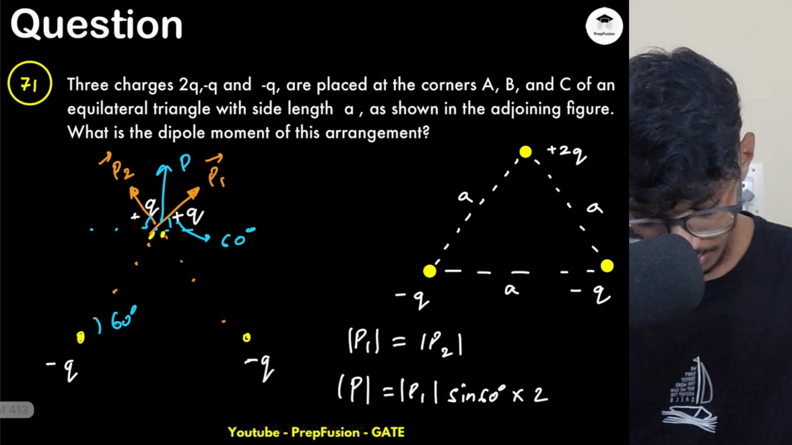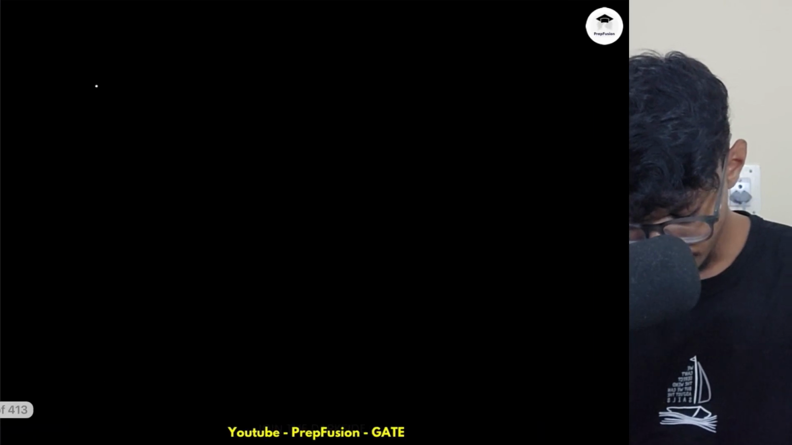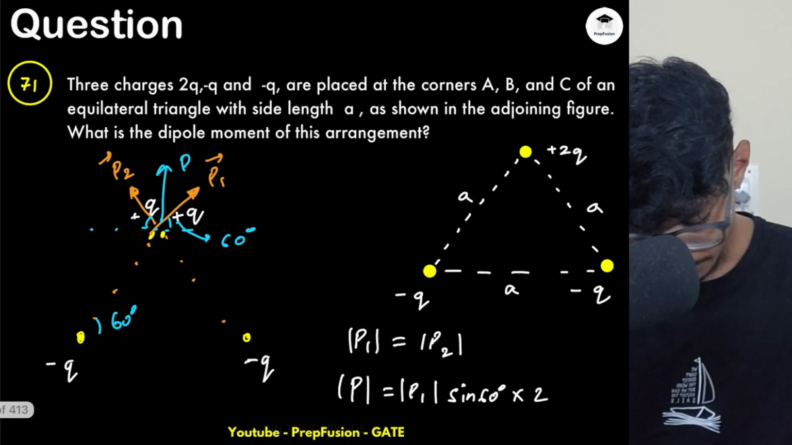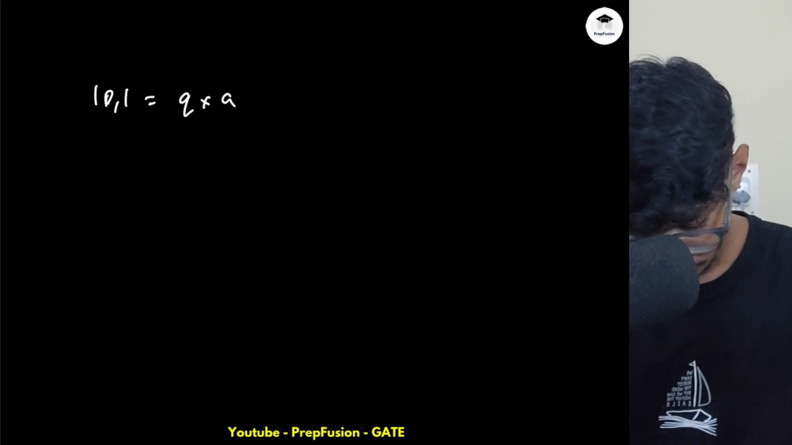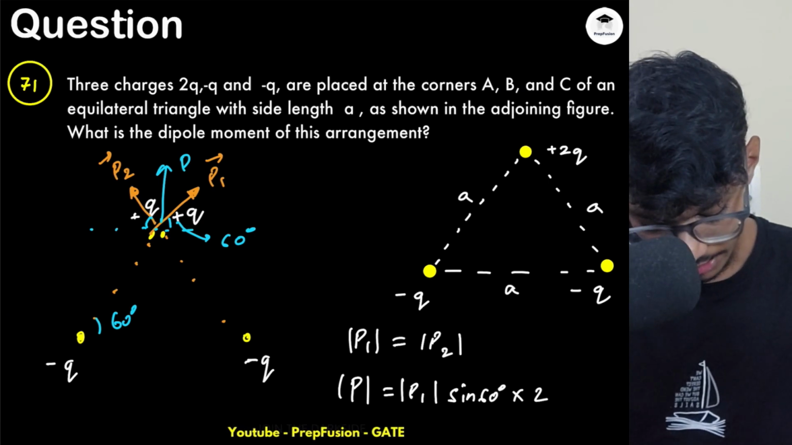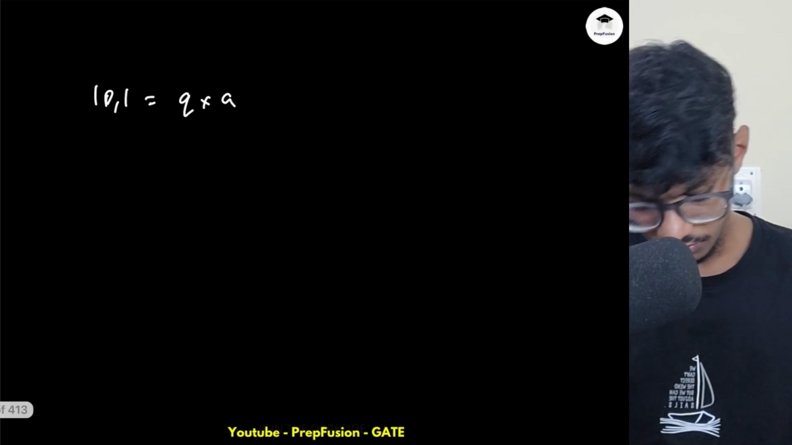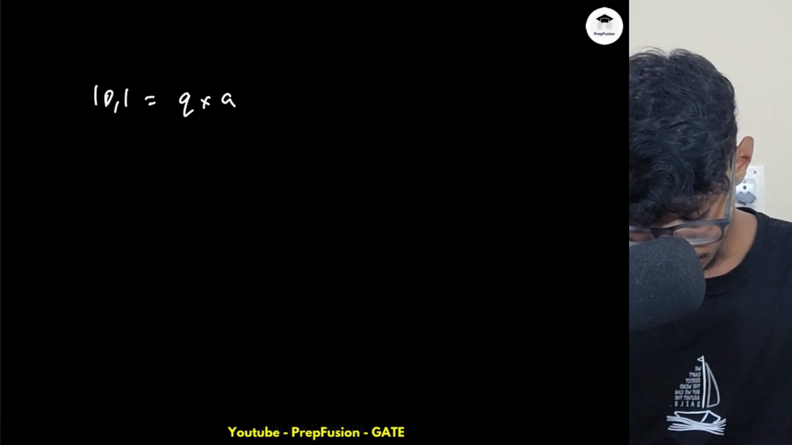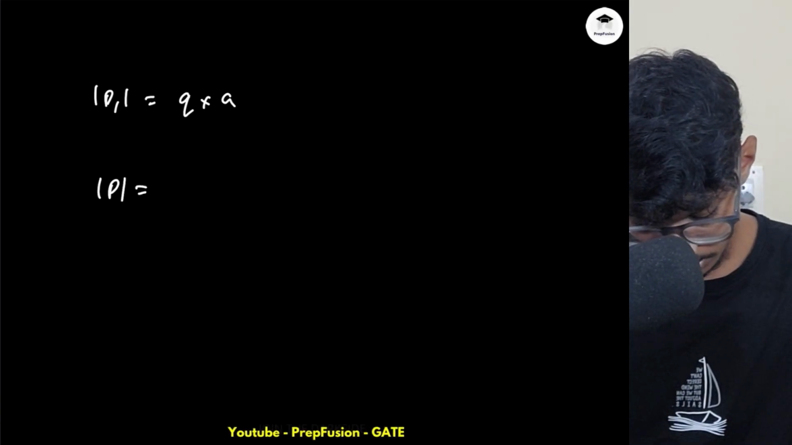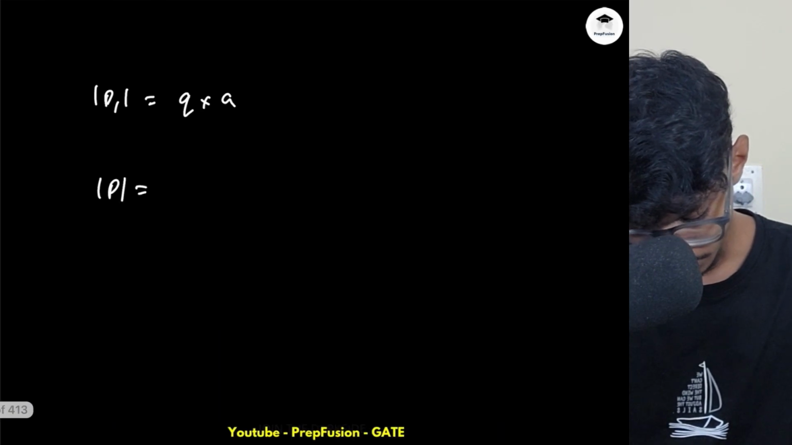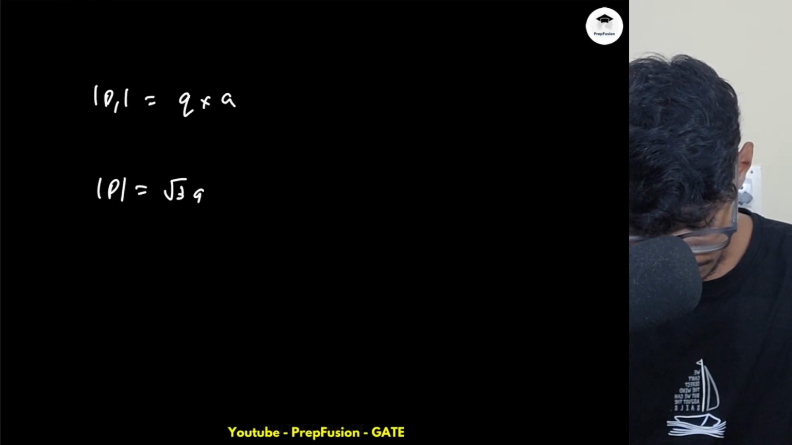So what is magnitude of P1? P1 magnitude will be q times the distance, right? q times the distance, which is a. And this I have to multiply by sine 60, which is root 3 by 2. So overall my dipole moment P will be root 3 by 2 times 2, which becomes root 3 only, root 3 qa.